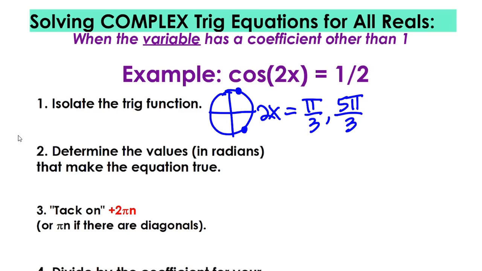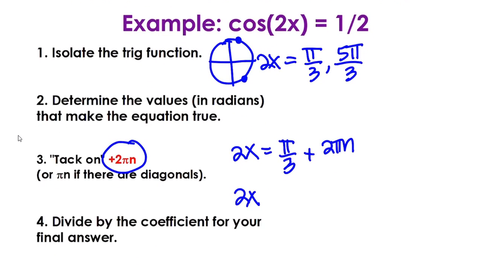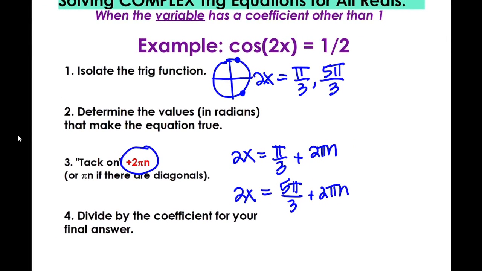Now we don't need to be adding on the values because we're solving for all reals, and so our 2 pi n will take care of this. So I'm going to write 2x equals pi over 3 plus 2 pi n, and 2x equals 5 pi over 3 plus 2 pi n. And we'll use our same rules as yesterday, where if it's something that can be done in a simpler, less equations way, you need to do that. So pi n if you have diagonals or anything like that. And then divide by the coefficient.